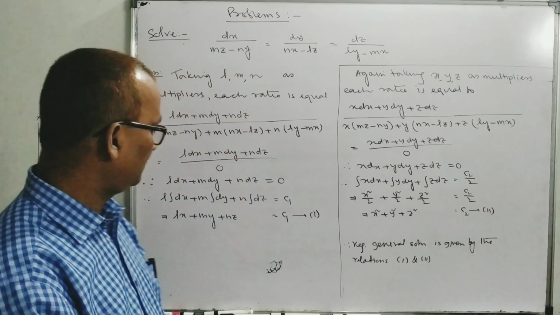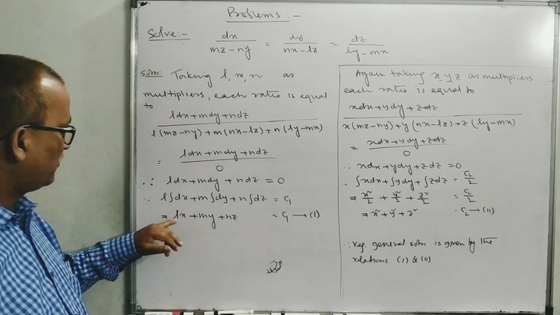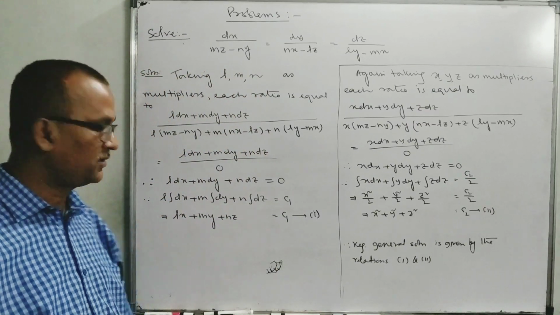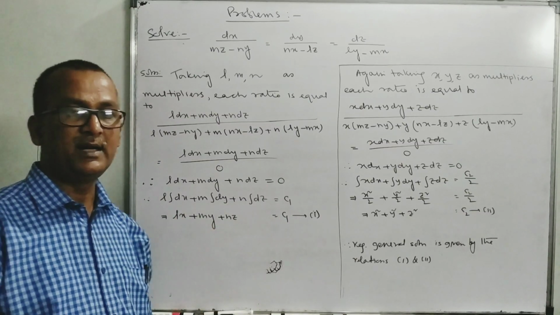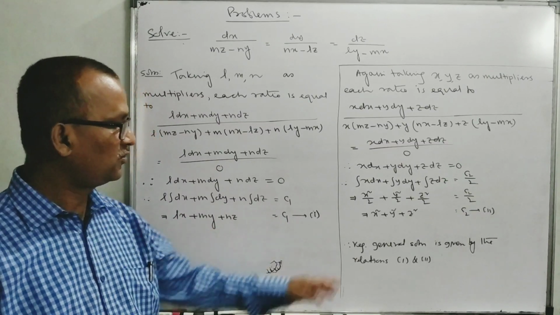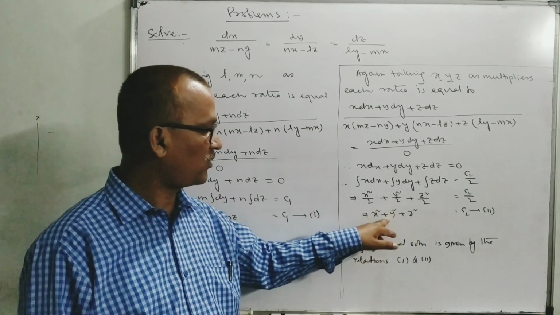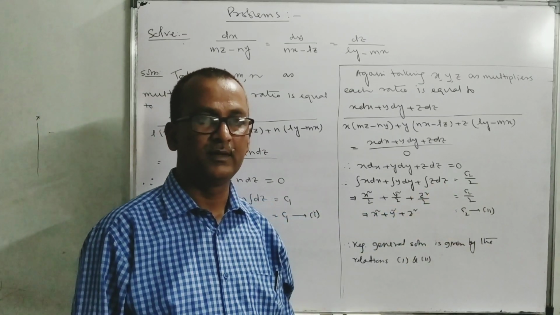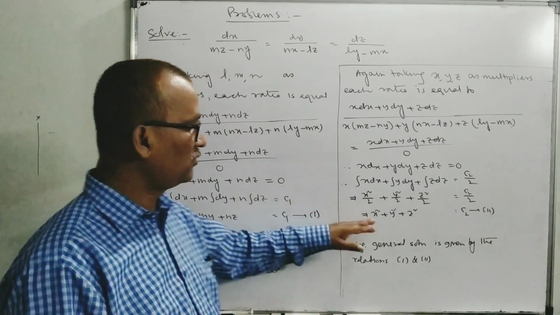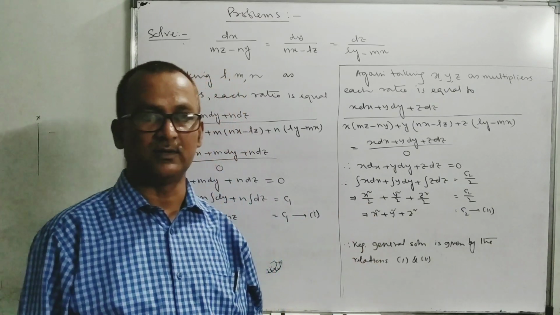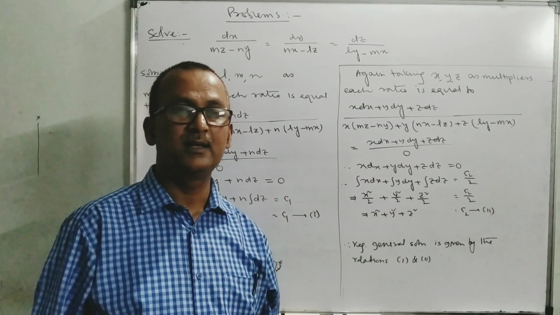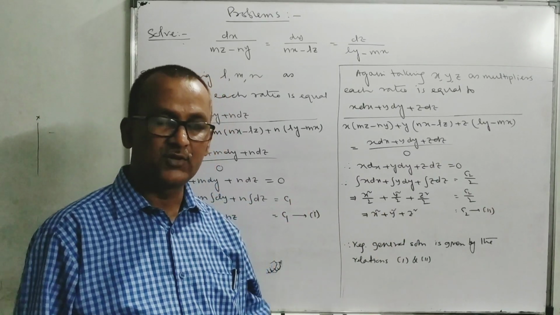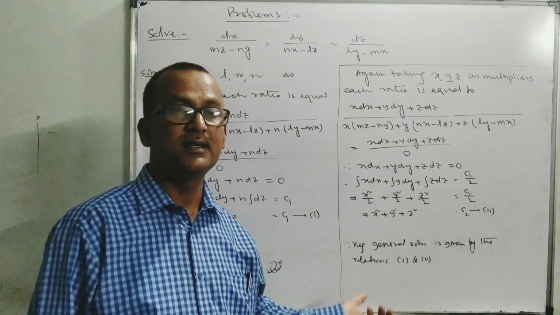Here one thing is important: equation 1 represents a plane, because an equation containing x, y, z with first degree always represents a plane. And equation 2 is a sphere, because x square plus y square plus z square equals r square form. So equations 1 and 2 together represent a circle. Means a sphere and a plane, if you combine, you get a circle. So our general solution now becomes a circle.